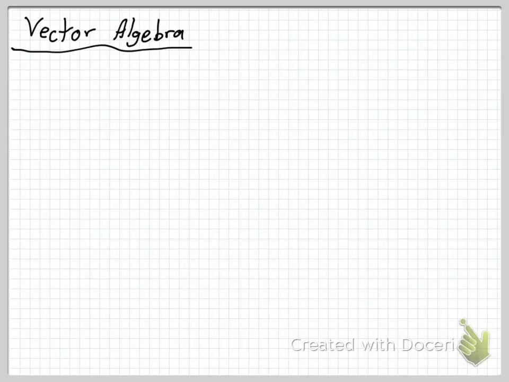Let's take a look at the algebraic properties of vectors. All right, so continuing from the last example, let's just imagine that we have a car moving down the street with some velocity v.